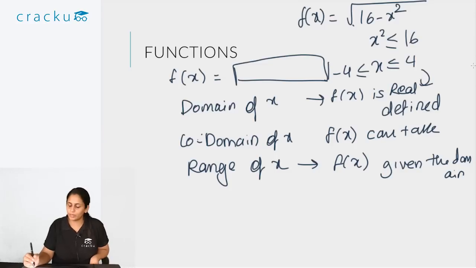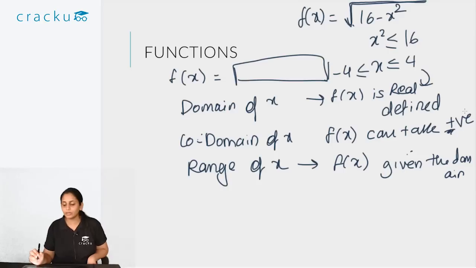What would be the codomain of x? All values f of x can take. We see that f of x is basically the positive square root value, so f of x can take all positive values. That would be the codomain. What would be the range of f of x? Range would be the values you can take given the domain. The domain lies between minus 4 and 4. So the range of values that this can take, given that x is between minus 4 and 4, is the range essentially.